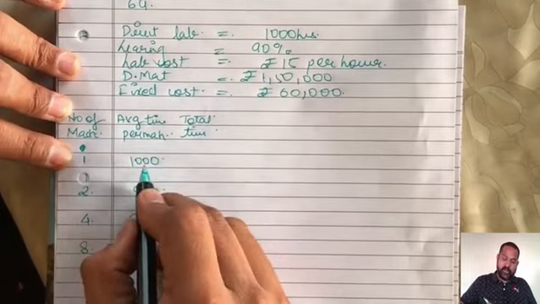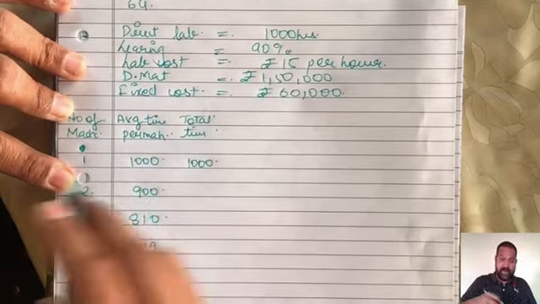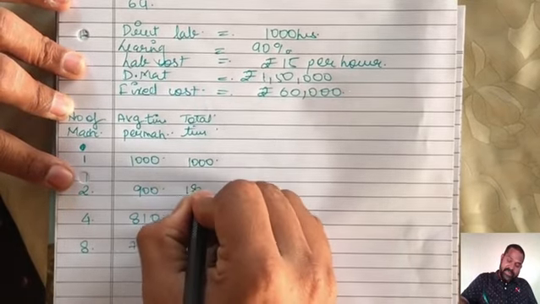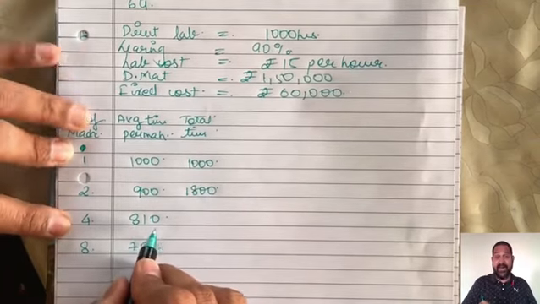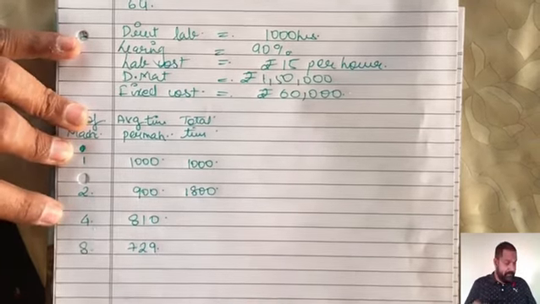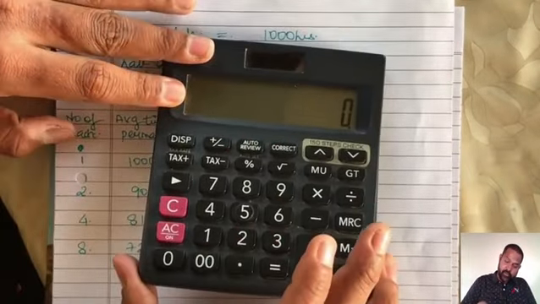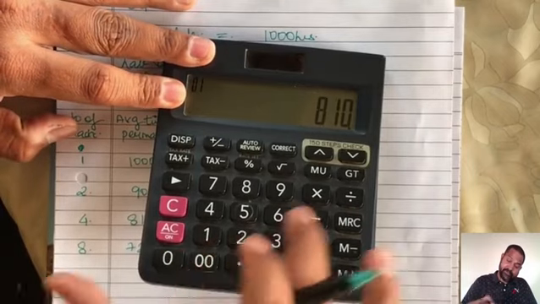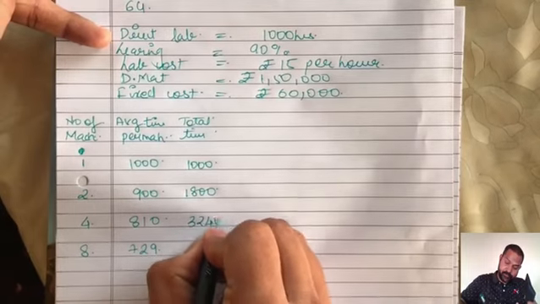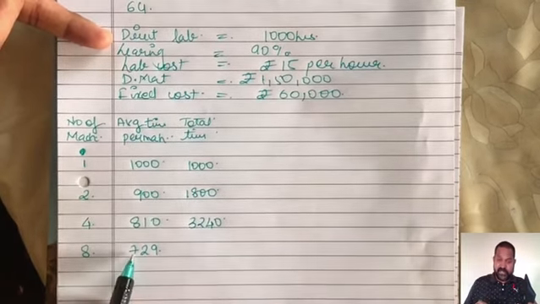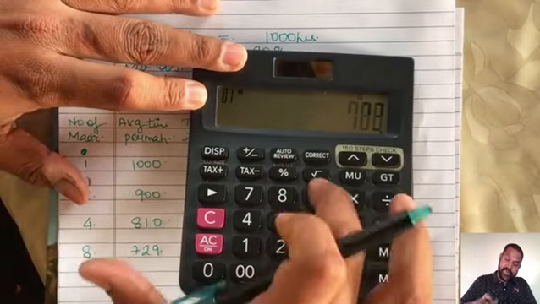1 on an average is 1000. So 1 in total is also 1000. 2 on an average is 900. 9 twos are 1800. 1 on an average is 810. So 4 will be 810 into 4. 8 fours are 32. So 3240 if I'm right. 810 into 4 is 3240. Perfect. 1 on an average is 729. So 8 will be 729 into 8.